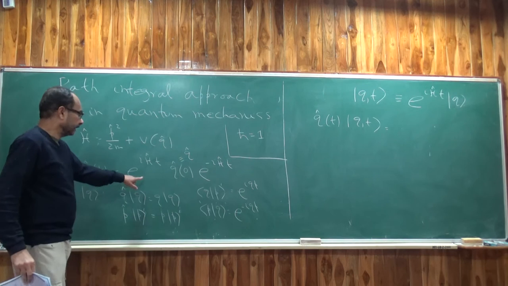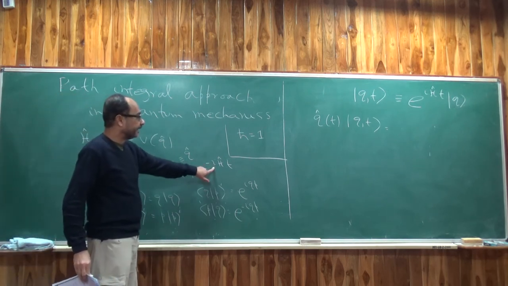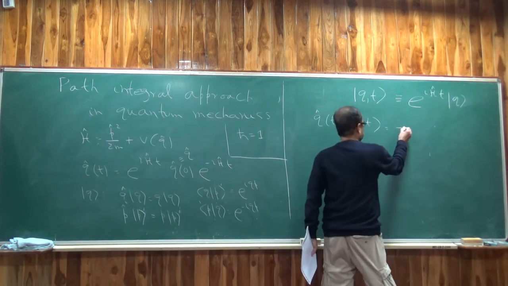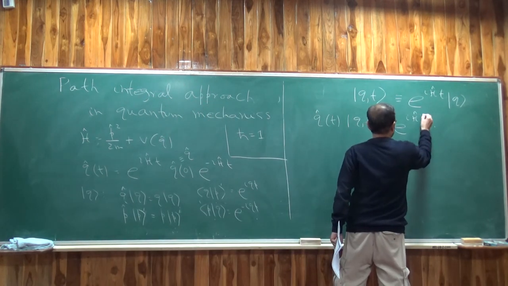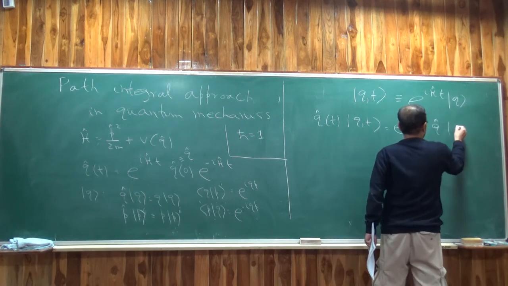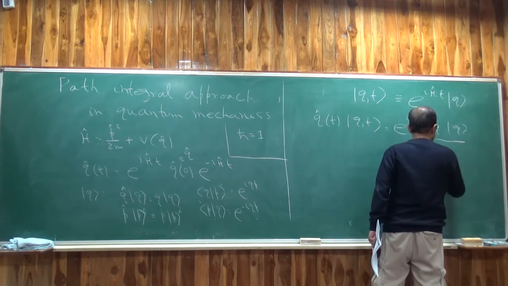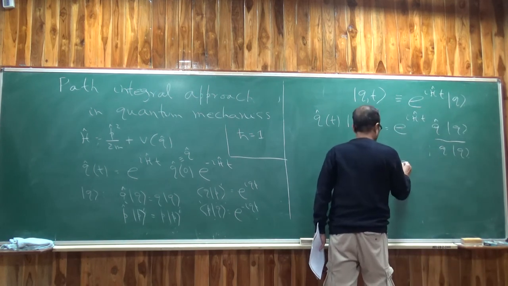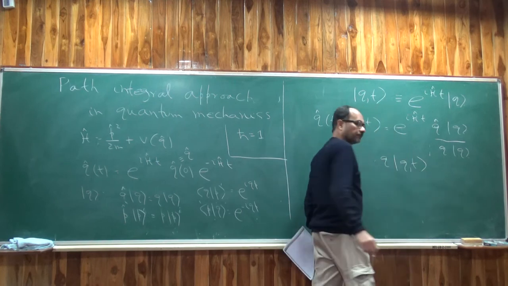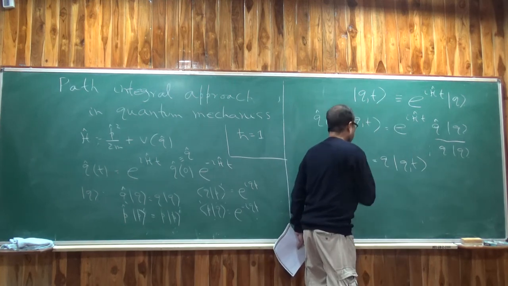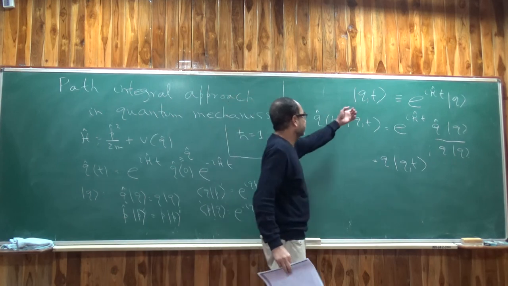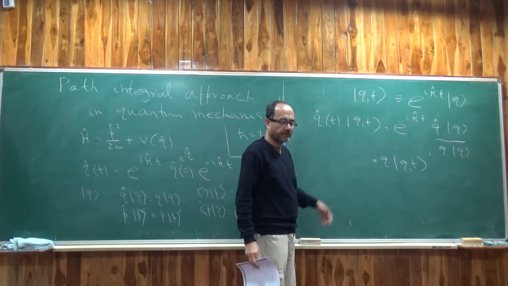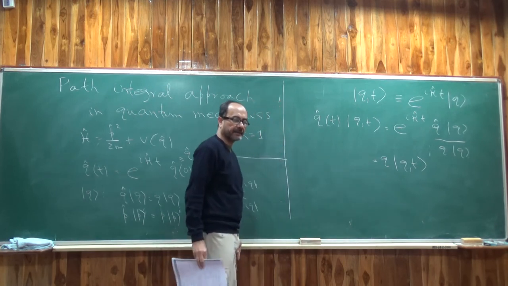if you use this expression, you see that the e to the minus i H hat t cancels that e to the i H hat t. And so this gives you e to the i H hat t Q hat on |q⟩. But this of course is just q, so this is q on |q⟩. So this state, which I have denoted by |q,t⟩, is an eigenstate of Q hat of t with eigenvalue q. That's one way to define this state.